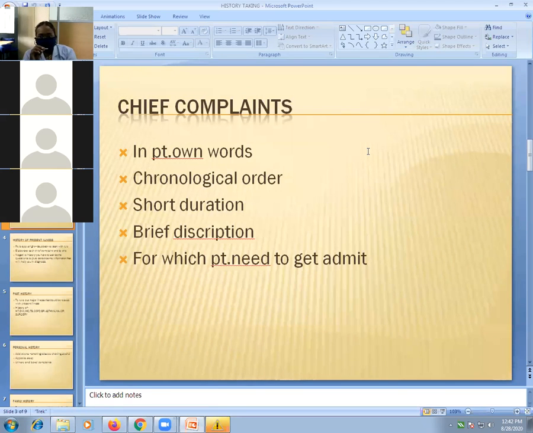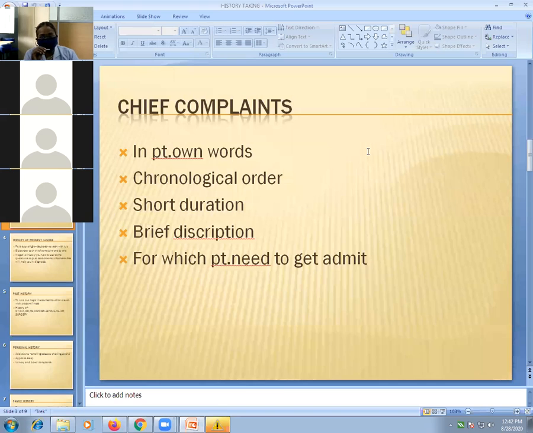Then the next complaint, that is cough. About cough, which points you have to ask: whether cough is dry or with expectoration. About expectoration, you have to ask whether it is sticky, mucoid, white, whether it is yellow color or whether it is greenish color. So whether cough is dry or productive cough. Productive cough means with expectoration.